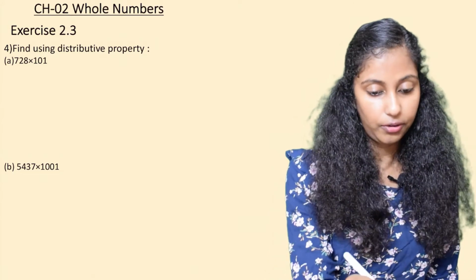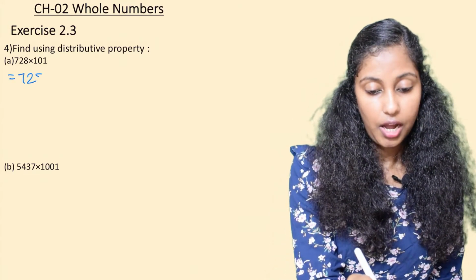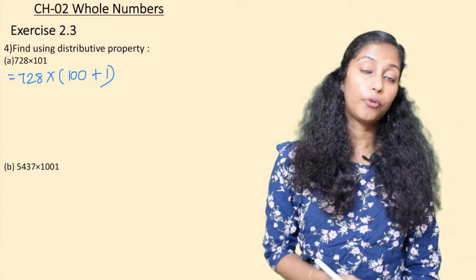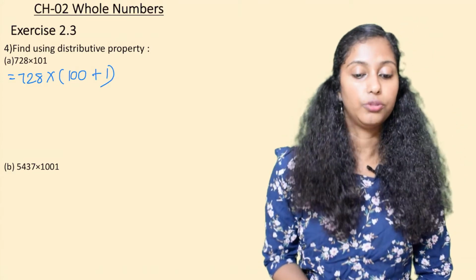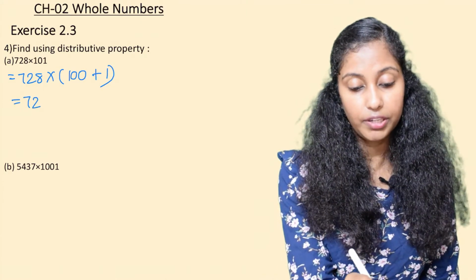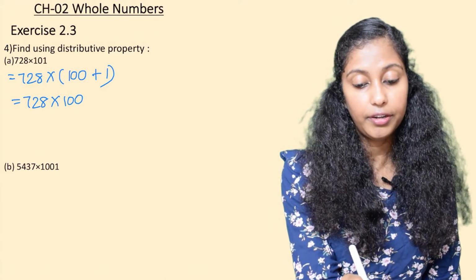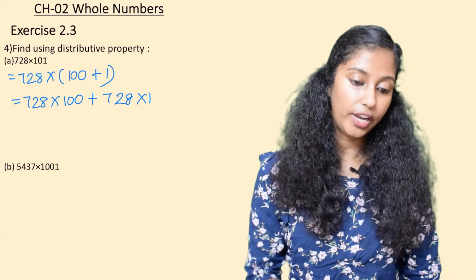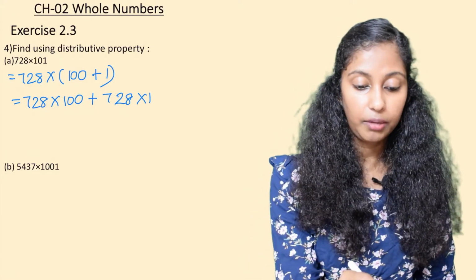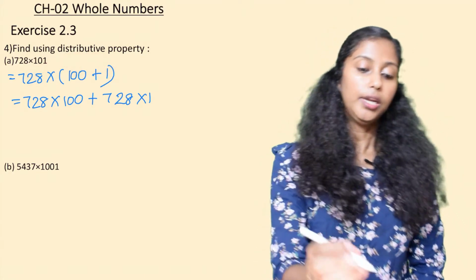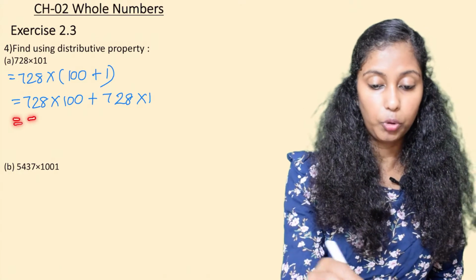So 101 can also be written as 100 plus 1. So this is distributive property of multiplication over addition. So here what we do is 728 multiplied by 100 plus 728 multiplied by 1, because 728 is getting multiplied by the whole bracket. So therefore whatever is there inside the bracket, it will get multiplied by both.